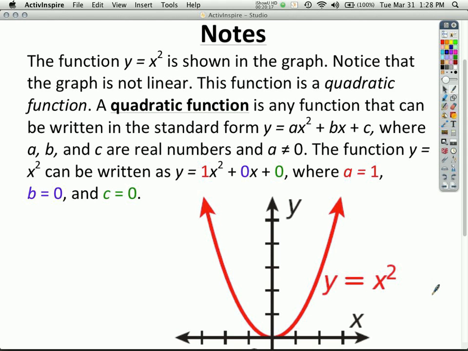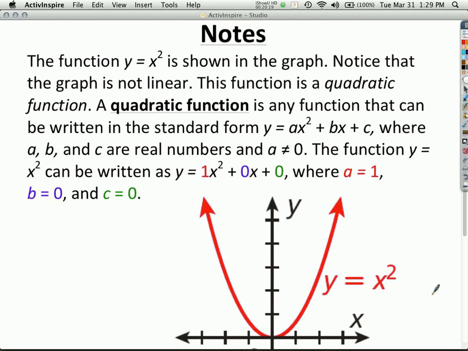Today we start exploring quadratic functions. You've been studying polynomials for a while, so you've actually been studying quadratics. A quadratic is usually in polynomial form.